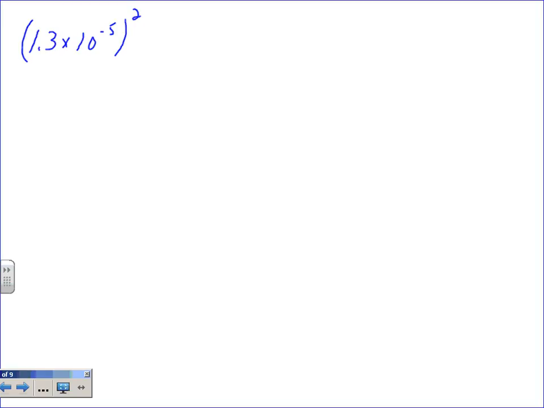Well, first of all, because I'm multiplying, I'm not adding inside, it is 1.3 squared times 10 to the what power? Negative 10. Negative 10, very good. And now we go to our calculator, and I multiply 1.3 times 1.3, or square it, and what do I get? 1.69. Is this first number between 1 and 10? Yes. Then I'm done. Okay?